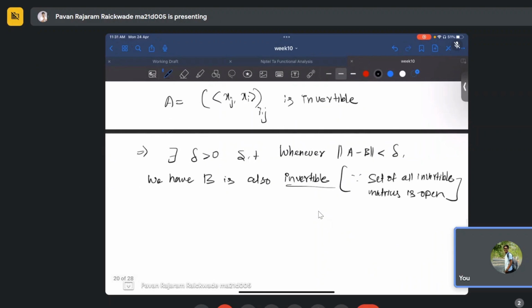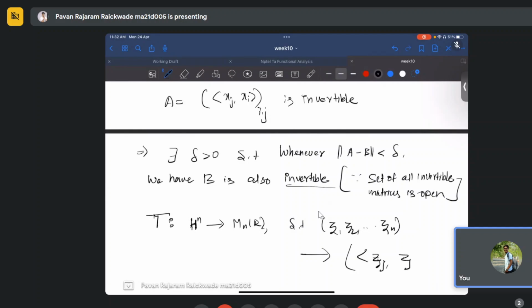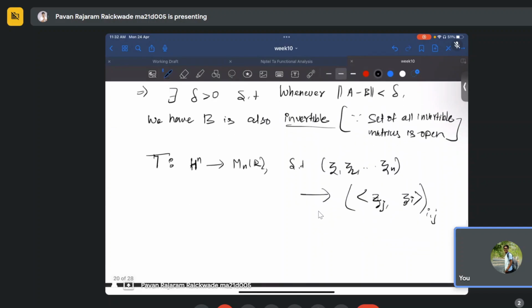Okay, so now what we know is, if we define the mapping T from H^n to the set of n by n matrices such that the tuple (z1, z2, ..., zn) goes to the matrix of inner products of zj with zi, ij, then this map is continuous.